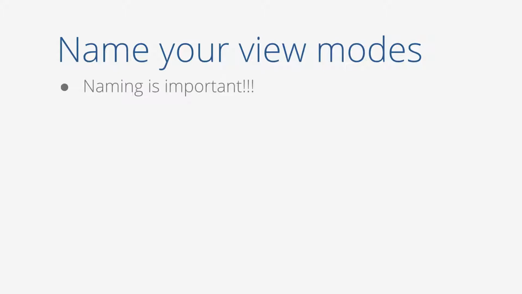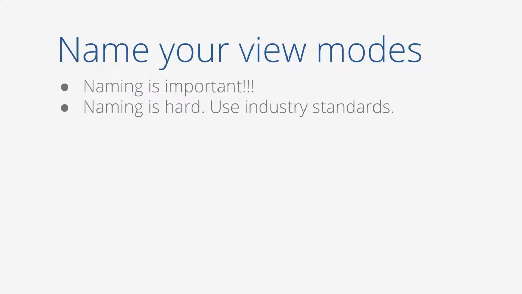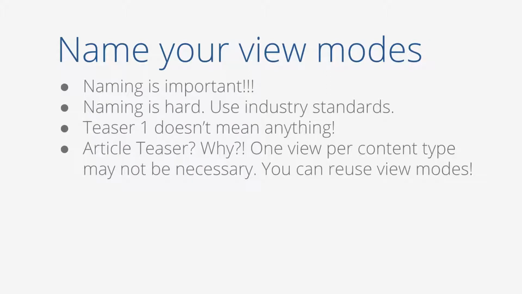So when you're naming your view modes, naming is important. Naming is hard. Please use industry standards. Teaser 1 doesn't mean anything. Article teaser? Why would you have something that's specific? Why can't you just make a teaser and apply it to the article content type? A lot of people will say, no, I have to make a teaser for the article, so I'm going to make an article teaser view mode. No, you've made a view mode called teaser. Now just configure the article content type to use it.